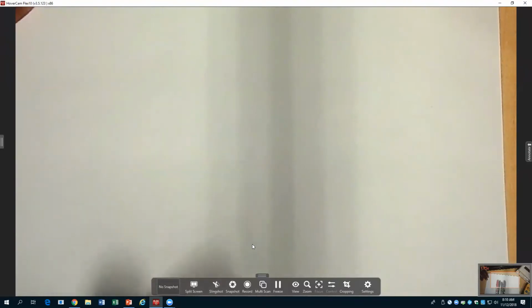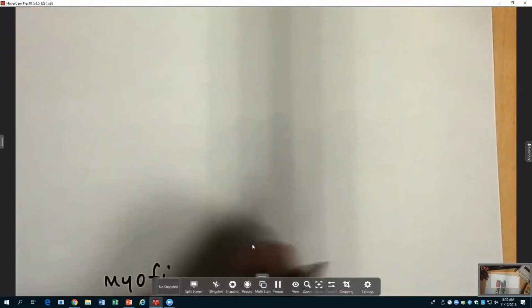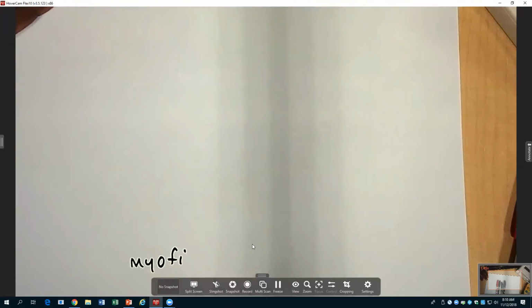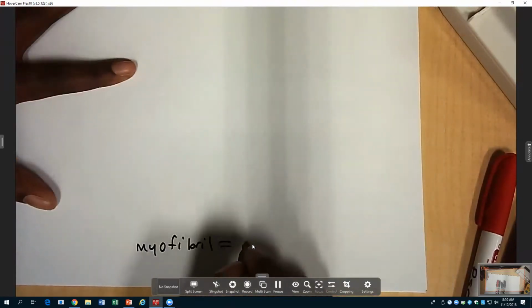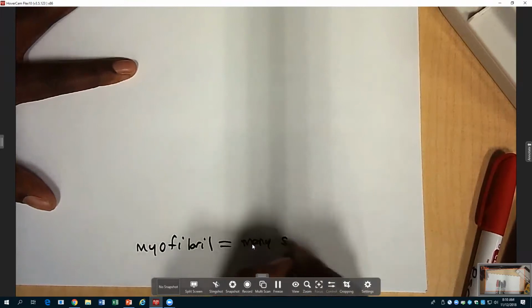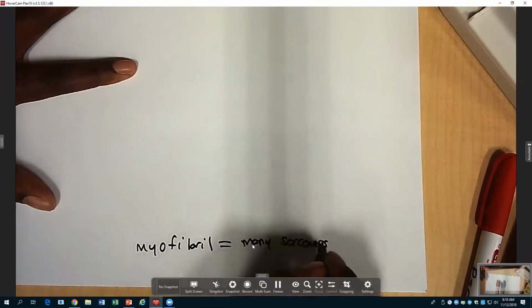So we're going to draw out a single sarcomere. And I want you to bear in mind that a sarcomere is just one part of that continuous myofibril. So many sarcomeres are running along the length of a myofibril. So a myofibril equals many sarcomeres.